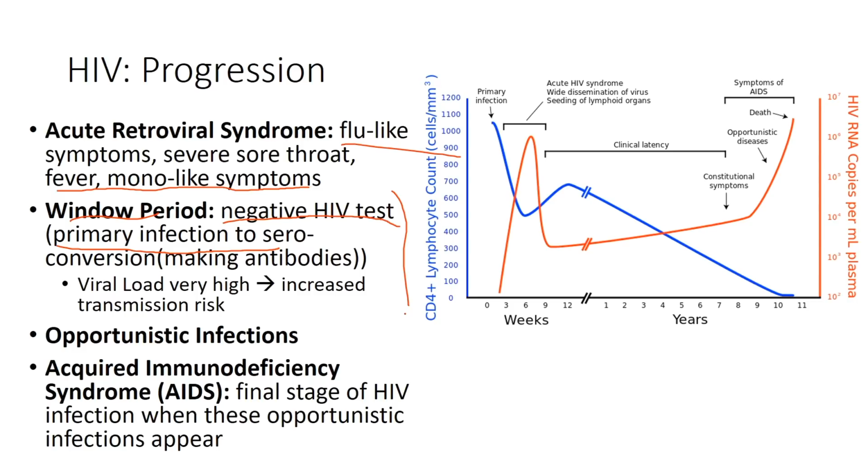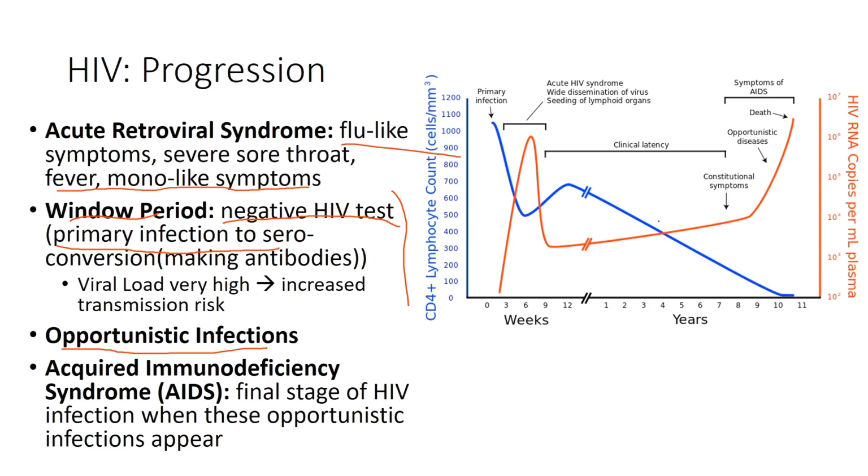This is part of our 4th gen ELISA, is we check for antibodies, and if they're in this window period, it'll be negative for antibodies. However, we can check viral load, and those will be high, and that'll be a confirmed test that this person actually has HIV. So we do those things kind of simultaneously.